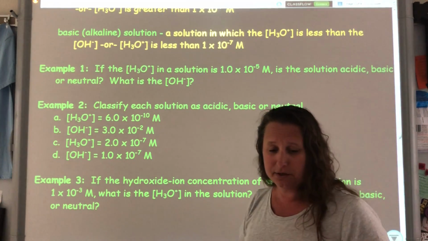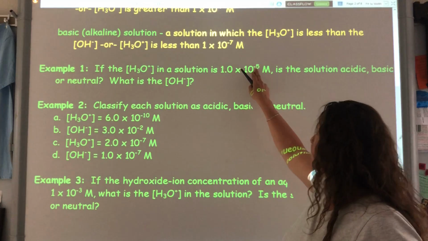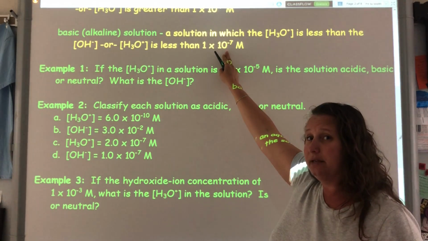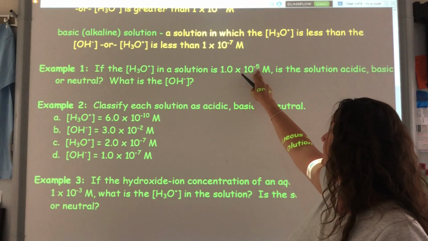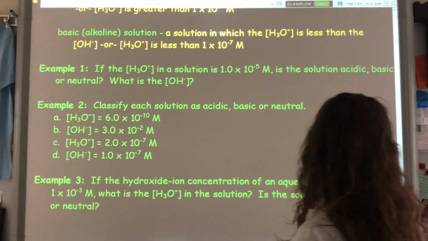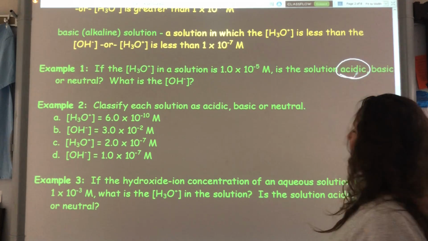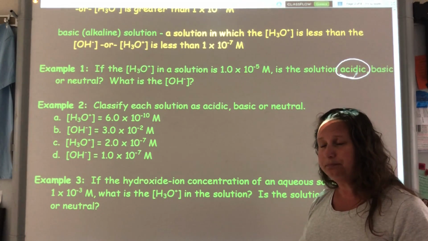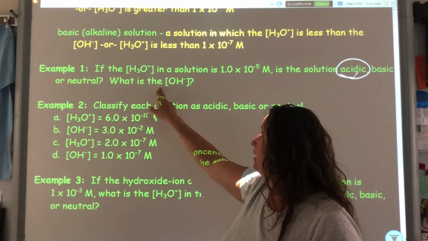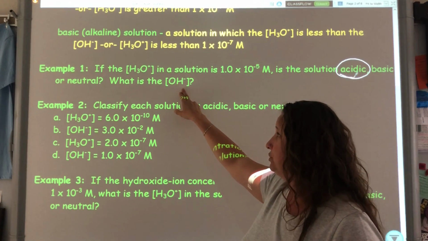So if we first answer the question, is 1 times 10 to the minus 5th greater than or less than 1 times 10 to the minus 7th? And it turns out that this is actually greater. So we know right away that this is going to be an acidic solution. So let's answer the second part of the question. What is the hydroxide ion concentration?